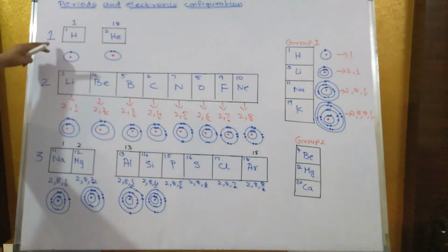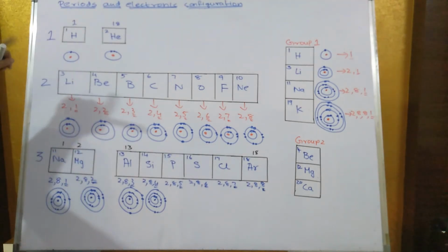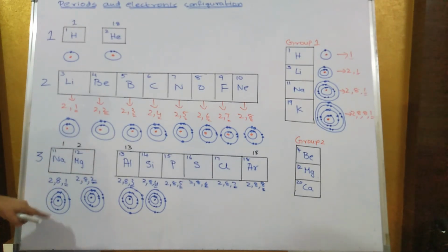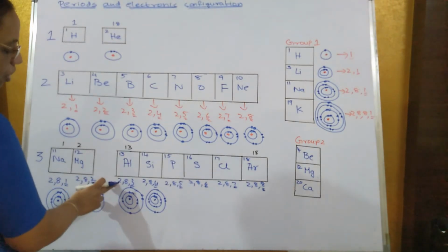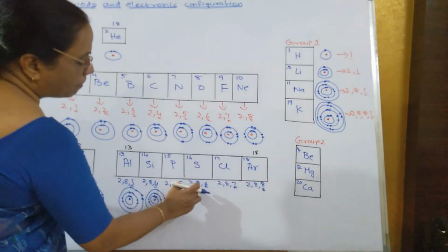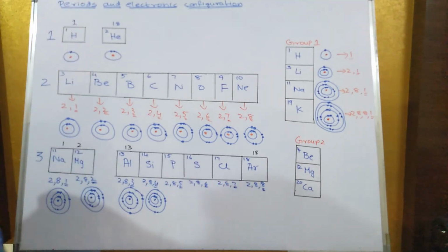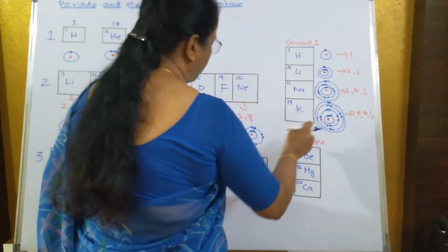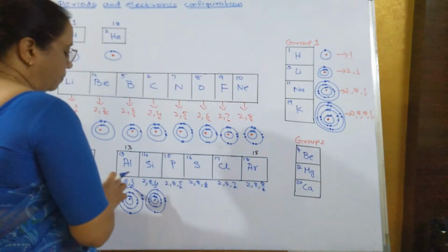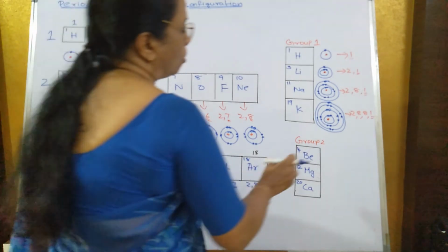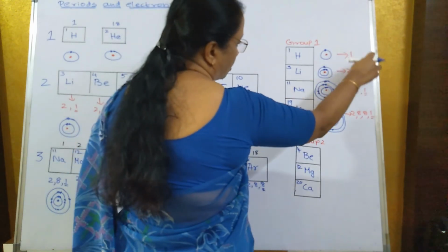So in period 1, how many shells are there? Only 1. In period 2, how many shells are there? 2 shells are there. And in period 3, how many shells are there? 1, 2 and 3 shells. Here also you can see in the electronic configuration 1, 2 and 3. So all are having only 3 shells. In group, the shells go on increasing 1 at a time, and in period the valence electron goes on increasing 1 at a time. But over here in group the valence electron remains the same.